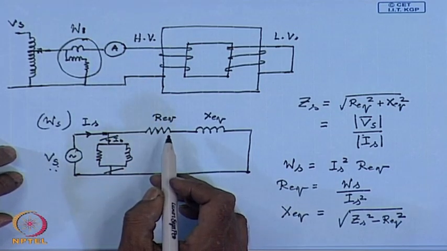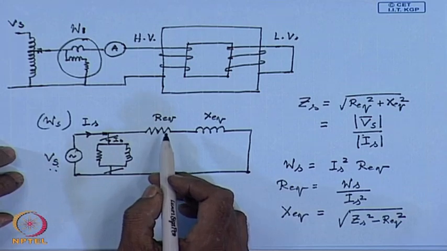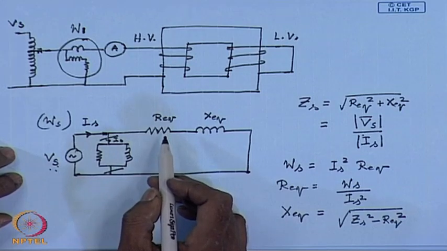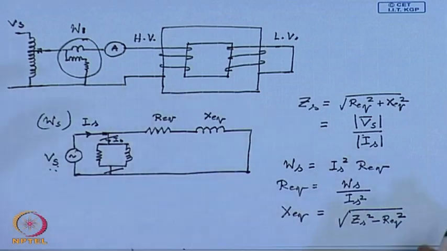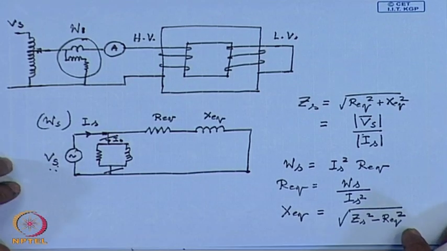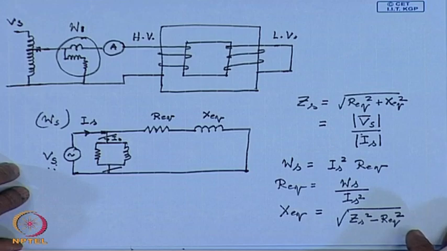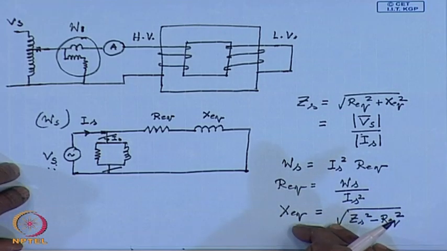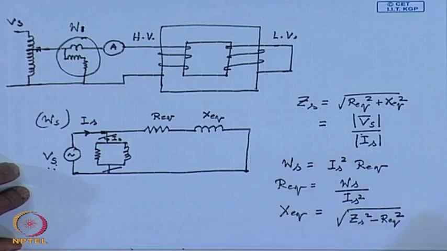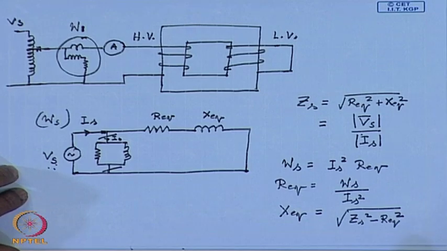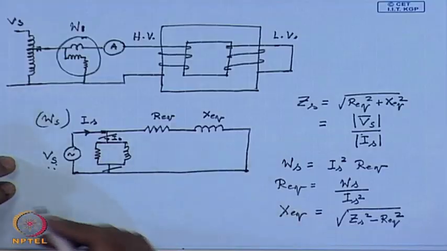Please remember the shunt branch parameters Rm and jXm were found referred to the LV side. It is possible to either refer Rm, Xm to the HV side or Req and Xeq to the LV side by the appropriate turns ratio and arrive at a complete approximate equivalent circuit of the transformer referred to either HV side or LV side. However, as I have mentioned earlier, it is customary to represent these parameters in per unit.